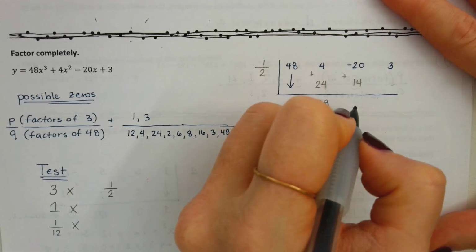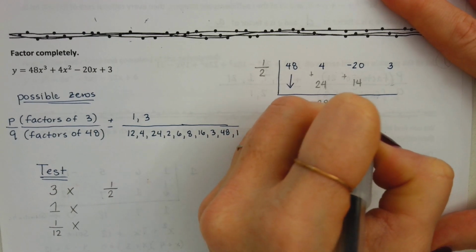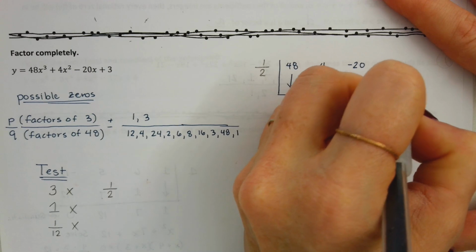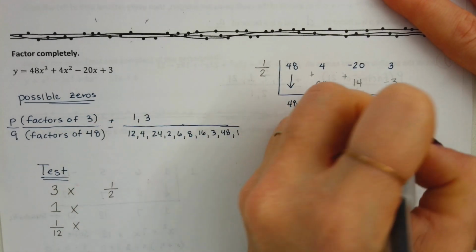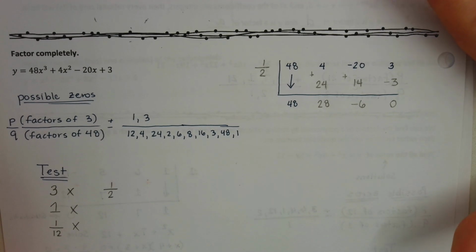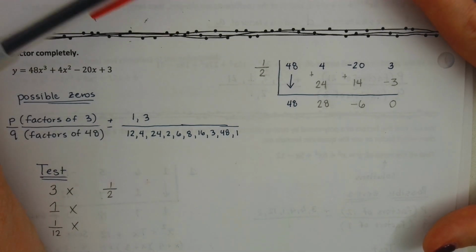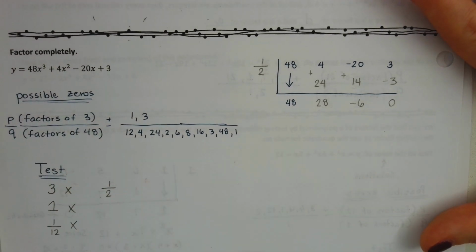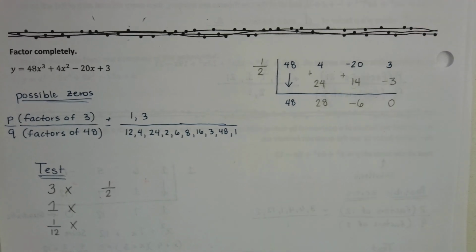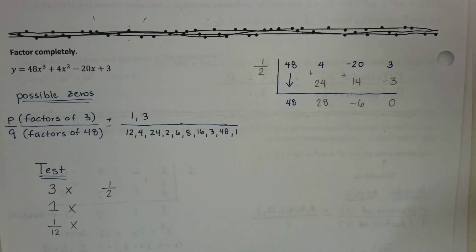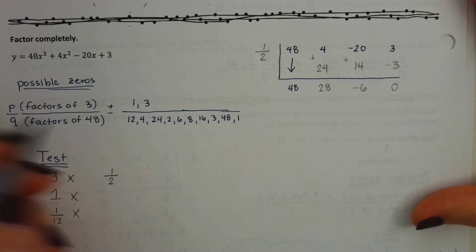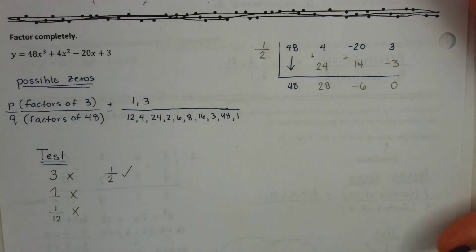Close. -6. Oh, this one's looking good. Half of -6 is -3, and when we add, we get 0. Everyone give Esvin an imaginary pat on the back. Everyone pat Esvin on the back. That was a good guess. That was a good guess. Okay, we found one that works. 1/2 worked. Hallelujah.